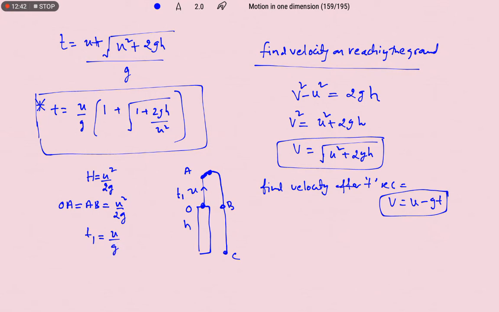And then what about the time for the A to C journey? From A to C, the object is under free fall. When the object is under free fall, this is the height capital H and this is small h, so we can write T equals under root of 2 times capital H plus h by g, because for a freely falling body we can write it this way.